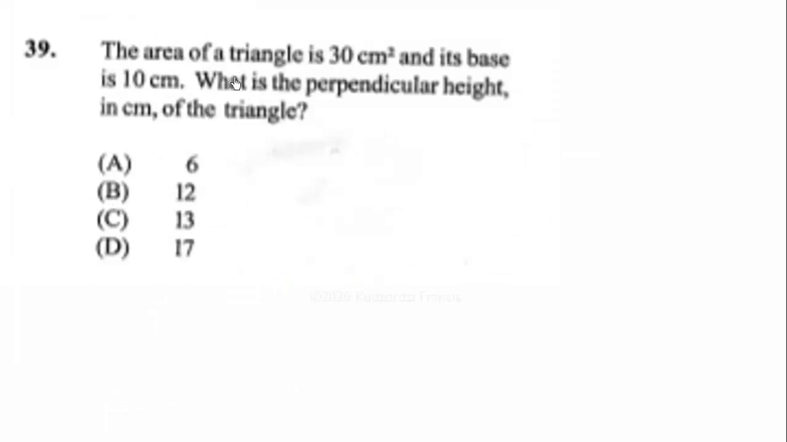The area of a triangle is 30 centimeters squared and its base is 10 centimeters. What is the perpendicular height in centimeters of the triangle? So we know the area of a triangle is given by area is equal to half base times the perpendicular height. Now we're given the area to be equal to 30 centimeters squared and the base is 10. So we substitute to get 30 centimeters squared equals half times 10 times the height.